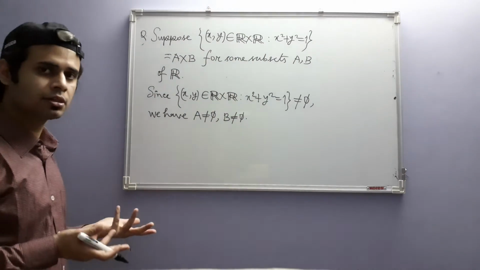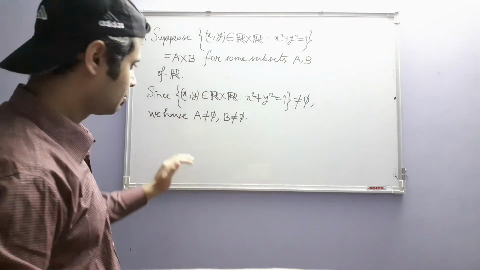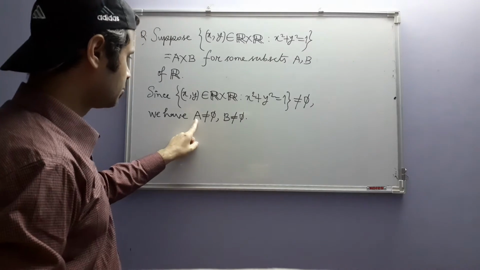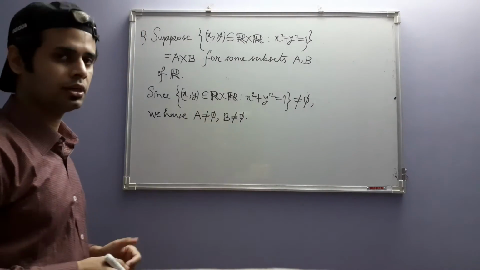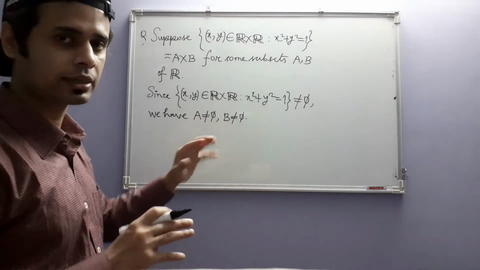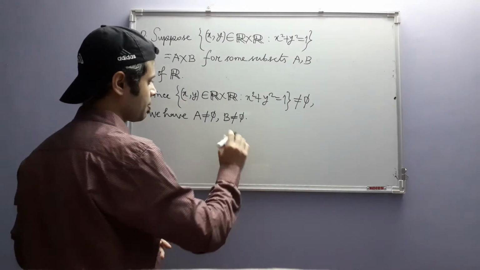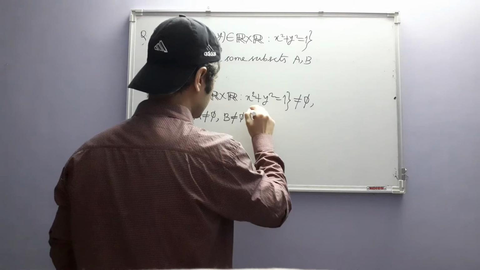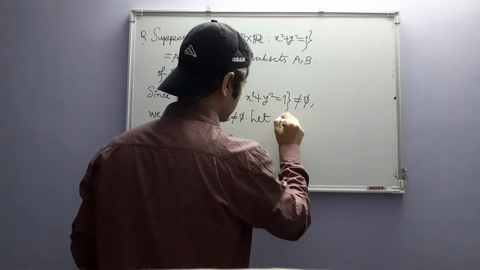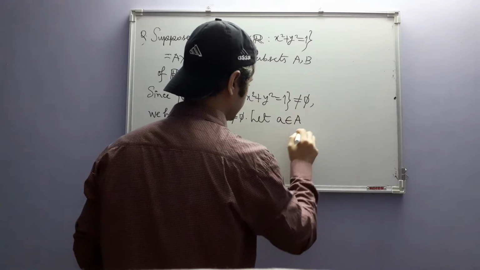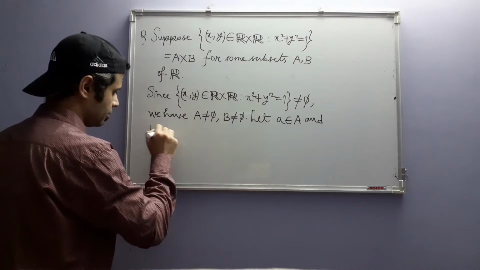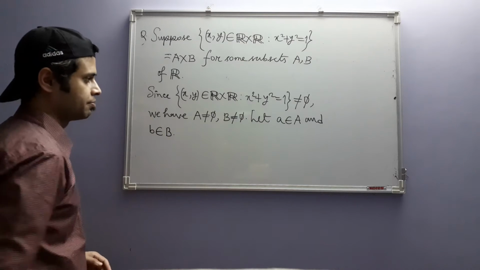Why is it the first thing? I cannot say. Because this helps. Somehow I know that this has to be done. Because I want to take elements here. Without first ascertaining that they are non-empty, I cannot take elements in them. Okay. So let a be an element in A and b be an element in B.